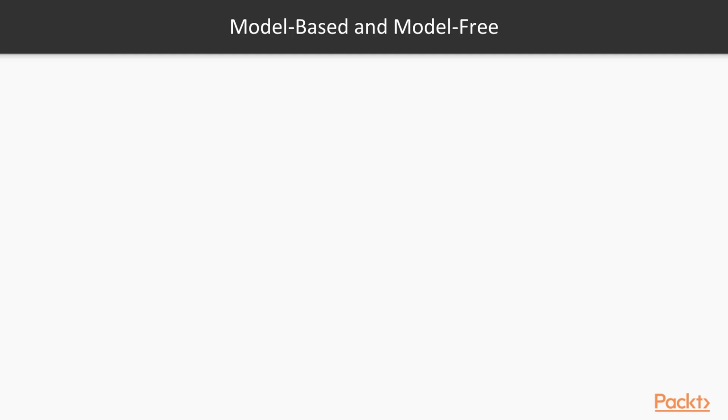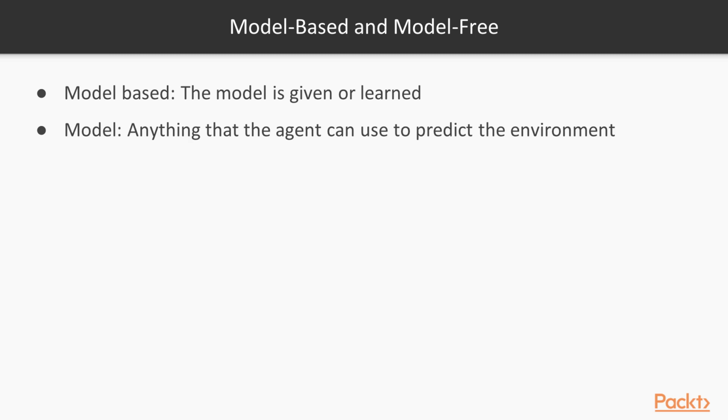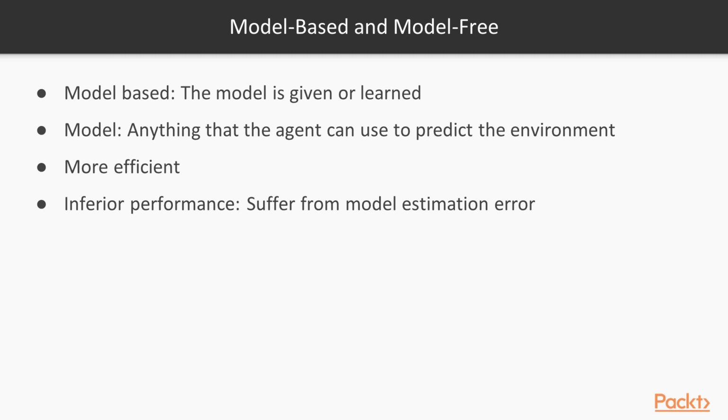One classification of RL algorithms is model-free versus model-based. In model-based methods, the model is given, like in the dynamic programming taxi and frozen lake examples, or the model is learned. A model is anything the agent can use to predict the environment. The agent then uses the model to plan future actions. Model-based methods are generally more efficient, but can suffer from model estimation errors, which cause inferior performance.